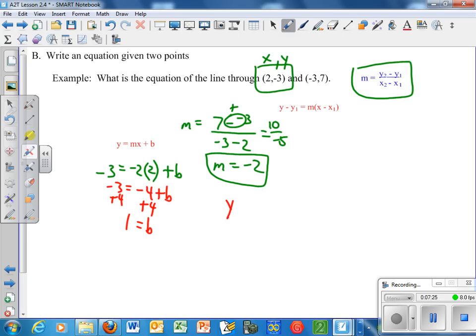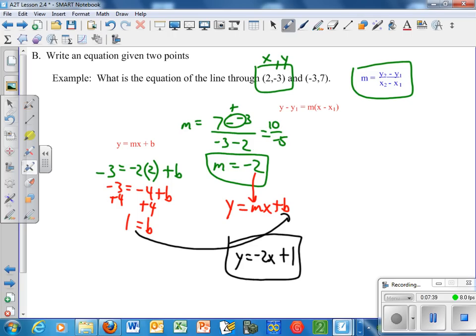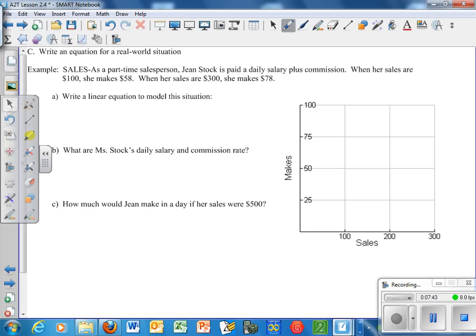So at the end, I go back to y equals mx plus b. I put my slope in. I put my y-intercept in. So it's y equals negative 2x plus 1. And I'm not going to do point slope for this one, but if you want to do that, you certainly can.